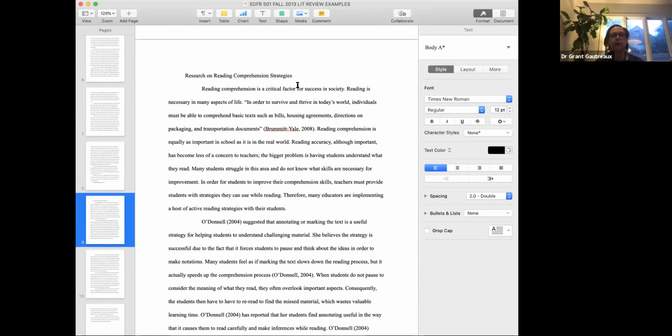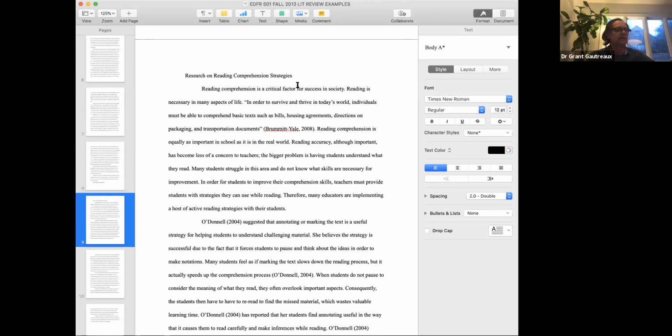Reading comprehension is a critical factor for success in society. May be a critical factor. Many may believe that, okay, reading is necessary in many aspects of life. Look, if there's anything you could be definitive on, it's probably reading. Most people don't grow up as an adult and say, you know what? My life would have been so much better if I would not have learned how to read. All right, that's probably not. So it is probably universally accepted that reading has that much of an impact.